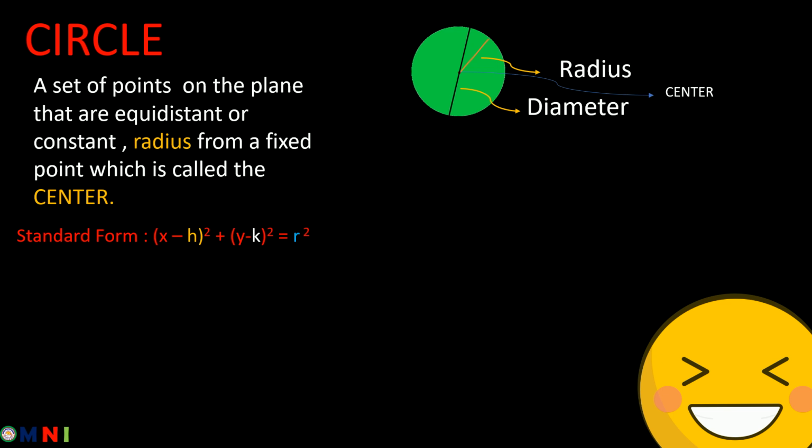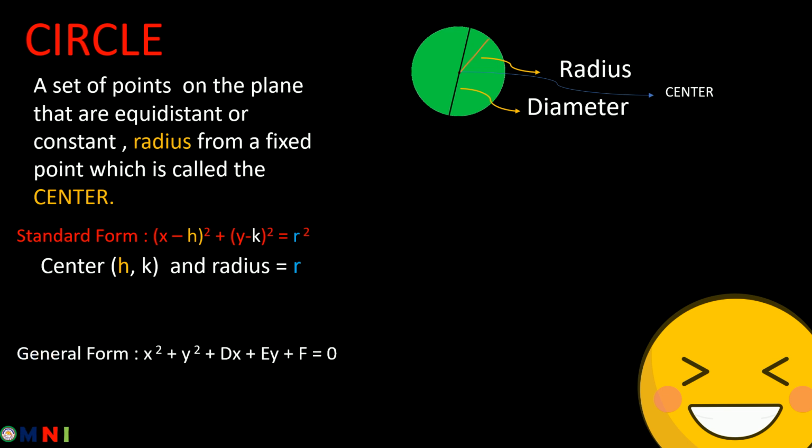The standard form, or what we call the center-radius form, is denoted by this form: (x − h)² + (y − k)² = r². I separated the color for h and k so that you will be able to identify that this represents the center. That's why it's also called the center-radius form. And the r here is the radius, so you get the square root of r² to get the radius. So the center here is (h, k), where h is the x and k is the y, and the radius is denoted by r.